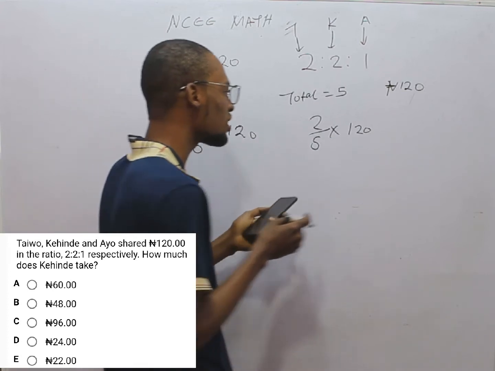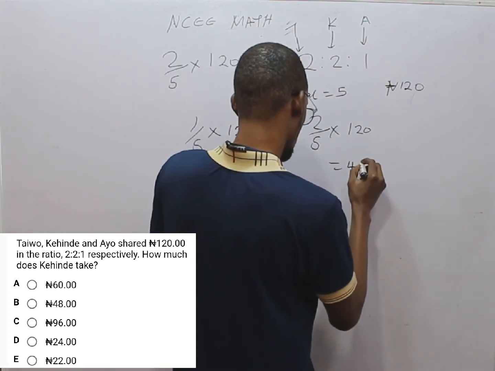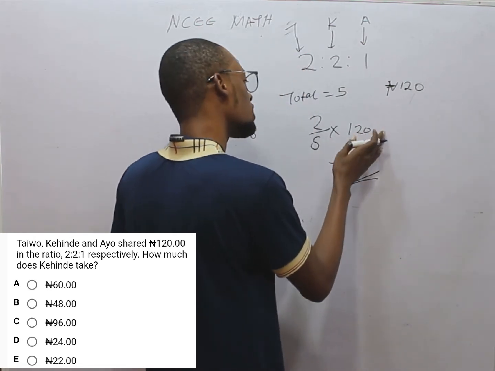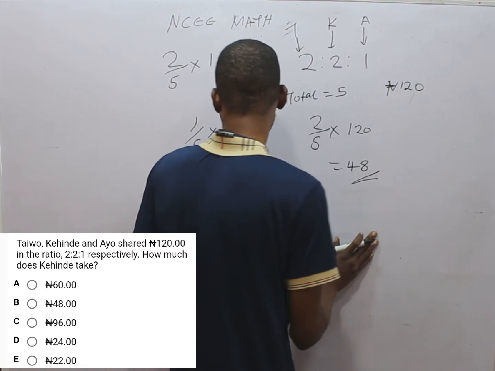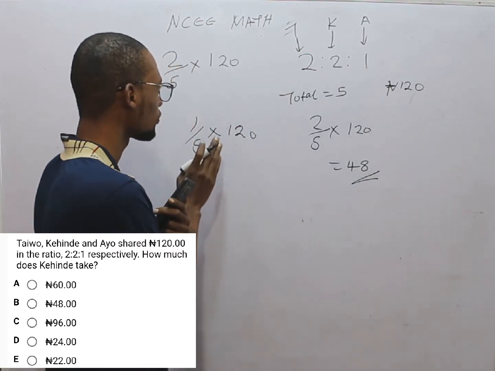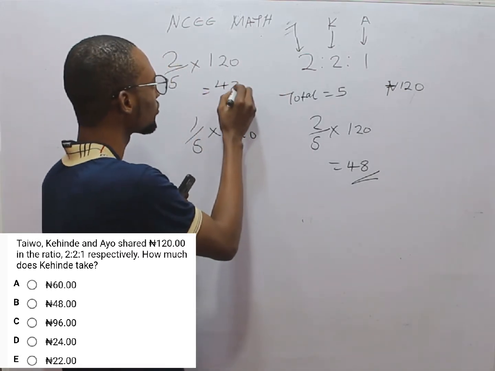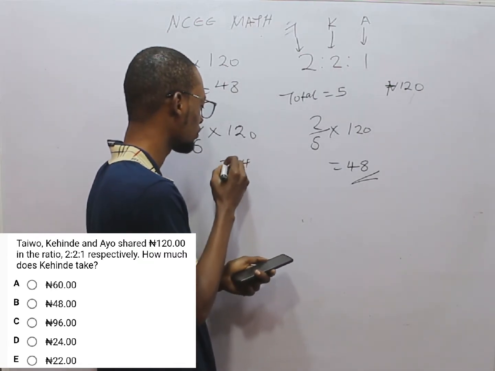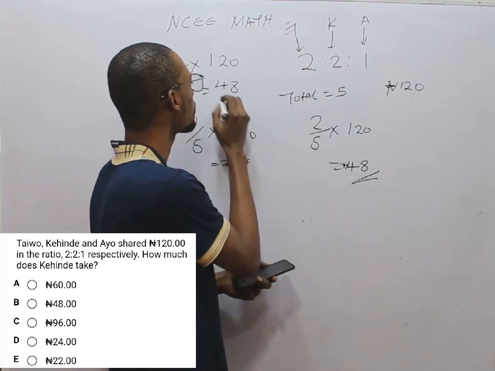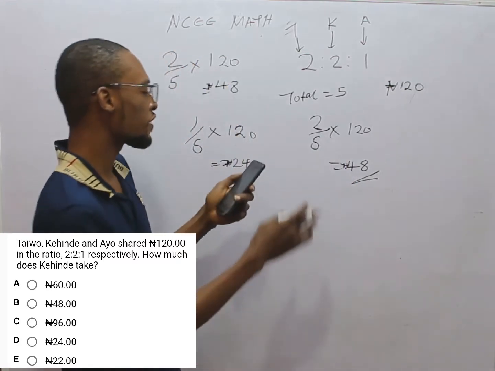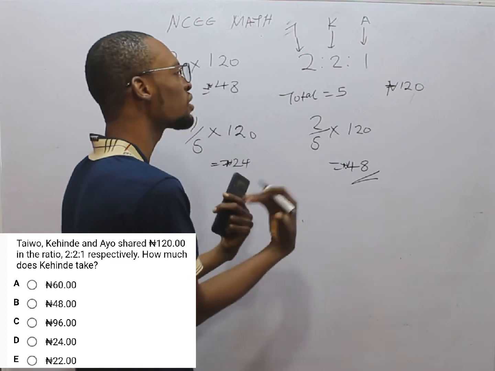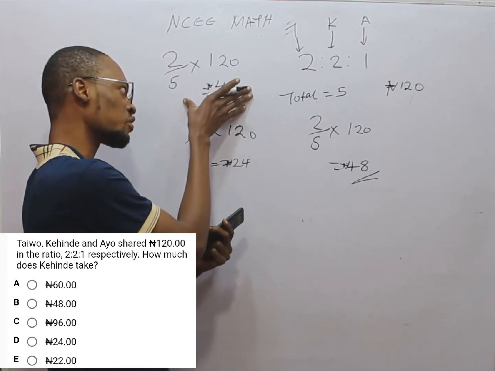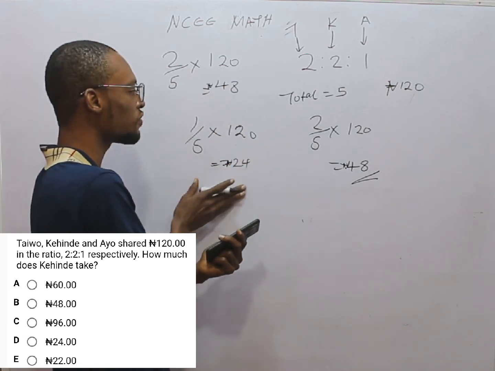2/5 of 120 is simply 48. 2 times 120 is 240, divided by 5 is 48. This person will also take 48. Then Ayo will take 24 naira. So the answer: the share of Kehinde is 48 naira, Taiwo will take 48 naira as well, and Ayo will take 24 naira.